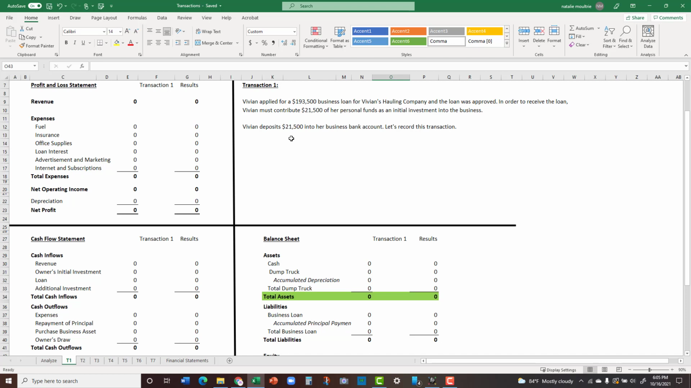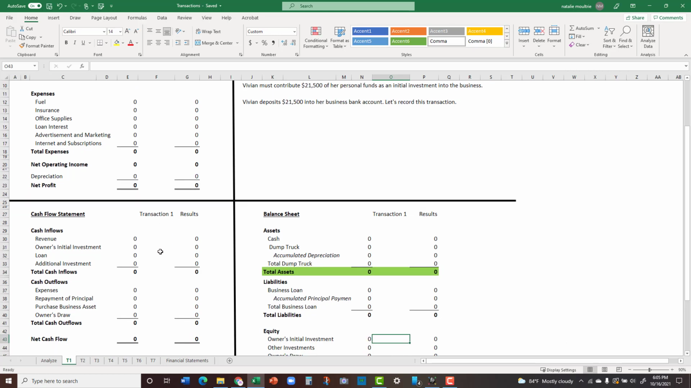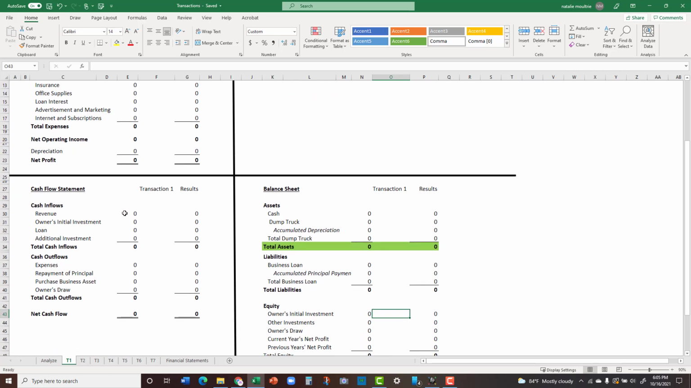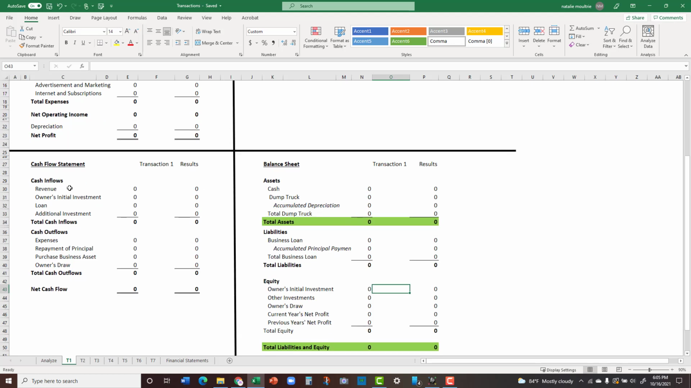Okay, so the $21,500 will not have an impact on our profit and loss statement, because this is where we record our revenue from our customers and our business expenses. But that deposit will have an impact on our cash flow statement and our balance sheet. So on the cash flow statement, it is a cash inflow in our owner's initial investment line item. So what we're going to do is just enter the $21,500 here.